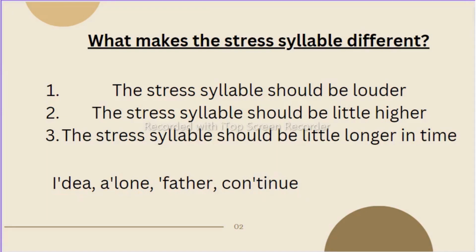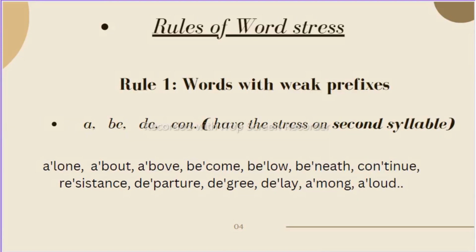Now let us learn some rules about where we put a stress and where we don't. Here are some rules, but they don't work all the time. But we'll try to find some rules which will help us find the stress. The first rule is words with weak prefixes, like a, be, de and con. These words have the stress on the second syllable. Like you can see here, a and lone become alone, a and bout become about, above, below, beneath and continue.